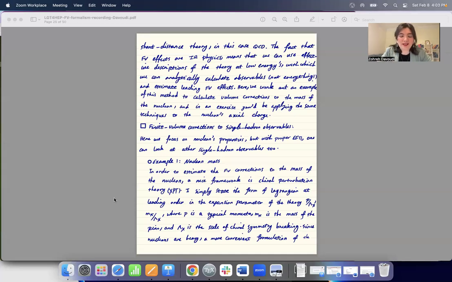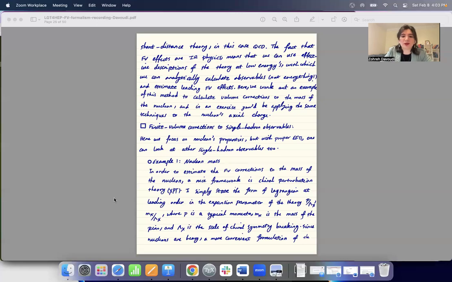Okay, and the example would be nucleon mass. I could have looked at the pion mass as well, but because we dealt with pions previously in our effective field theory lectures more, I decided to look at the nucleon properties so that we get a bit more comfortable with effective field theories of nucleons and how to perform calculations with these effective field theories for nucleon observables.